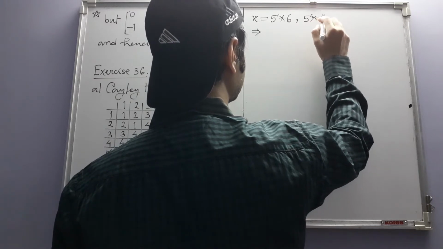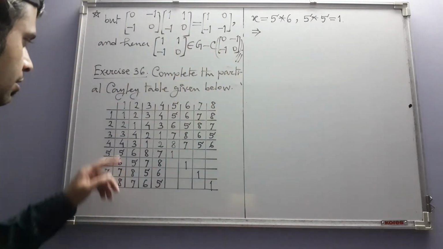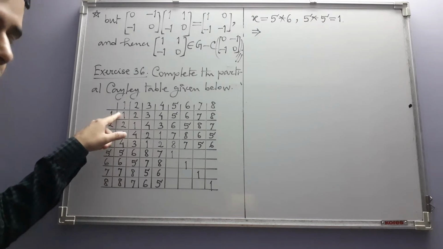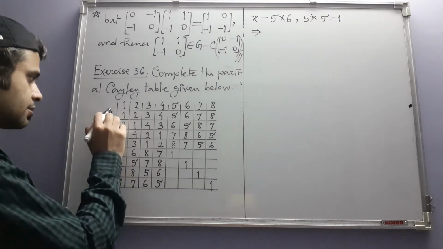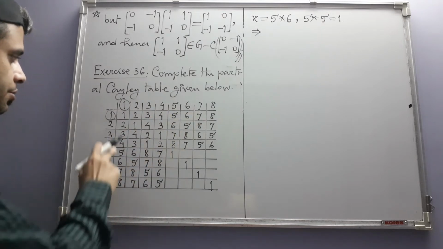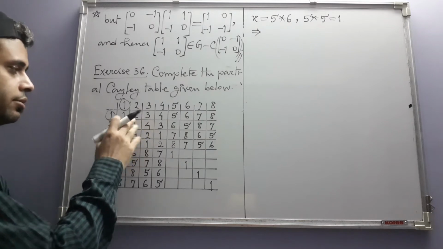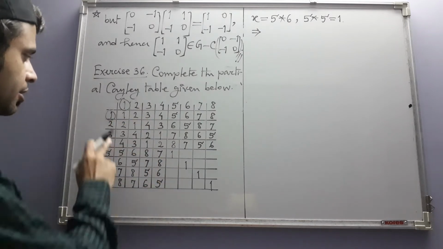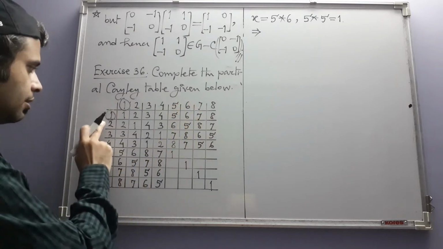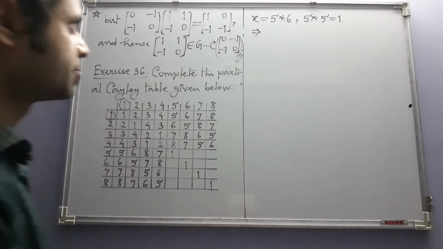5 star 5 is 1. And from the first row and first column, it is clear that 1 acts as the identity element. That we can clearly see, because anything you take product with 1, you get that thing back in any order. 1 star 2 is 2, 1 star 3 is 3, and so on. Like that, 2 star 1 is 2, 3 star 1 is 3, and so on.